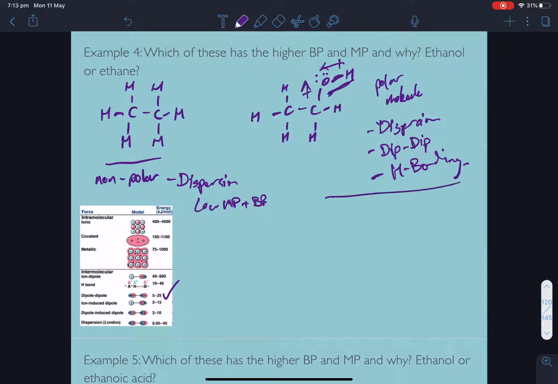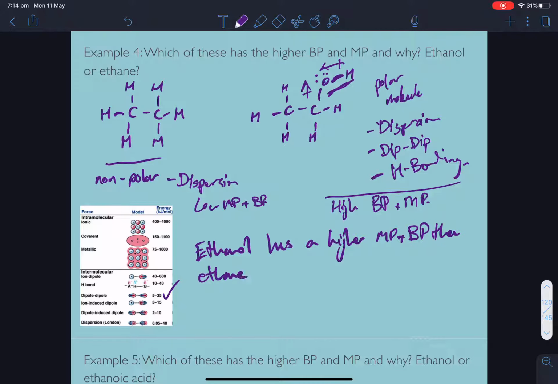So you can see out of the 2 that ethanol has very, very strong intermolecular forces, so it's going to have a higher boiling point and melting point than ethane. So ethanol has a higher melting point and boiling point than ethane, as it has much stronger intermolecular forces between its molecules.